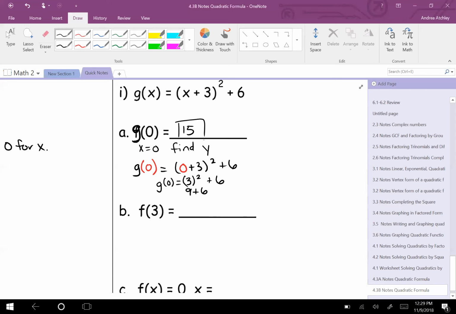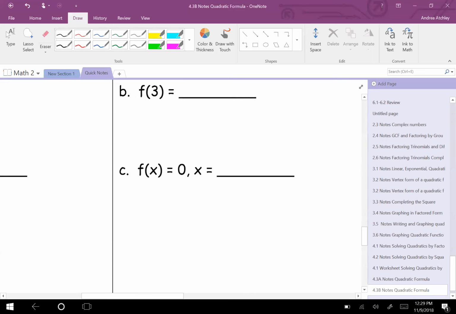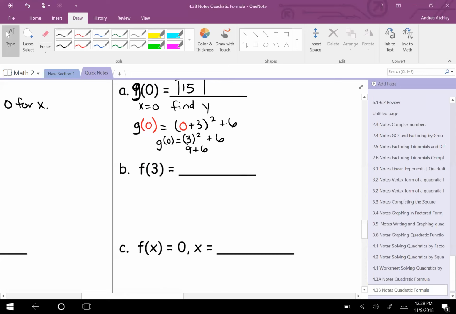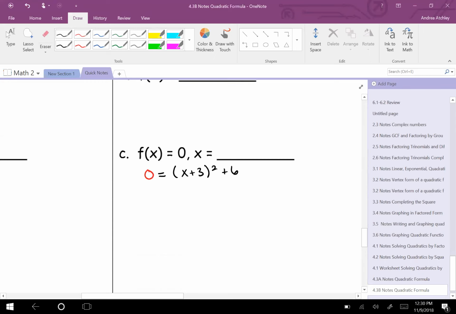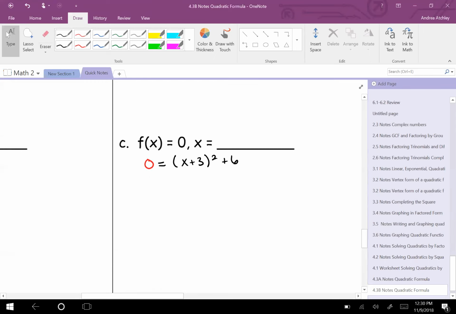We're not going to do B because B is the same thing. I just want to make sure you can do that. Let's go to C. Okay, so for C, I'm plugging in 0 for the y value, for the f of x. So it's going to be 0 equals x plus 3 squared plus 6. Okay, there's only one way to solve this equation. Any ideas on how I'm going to solve this?